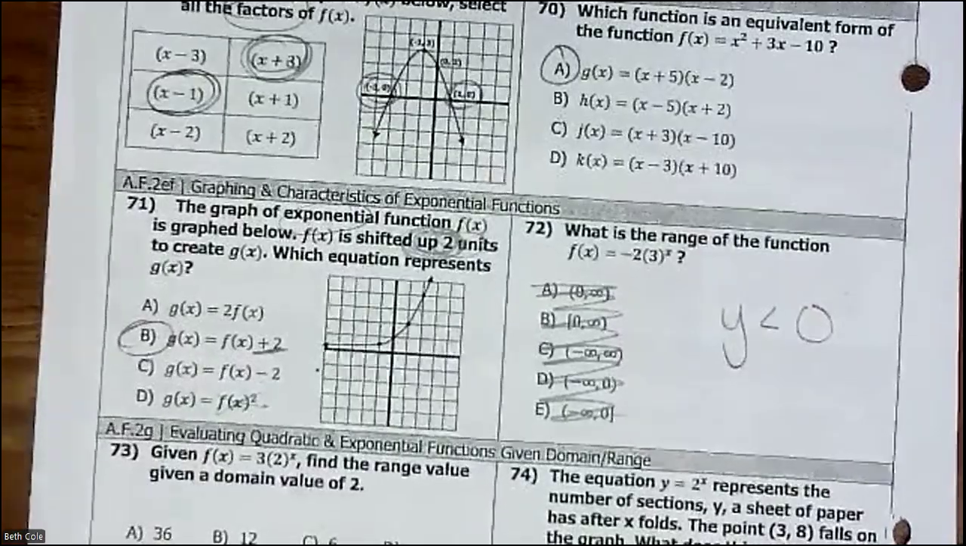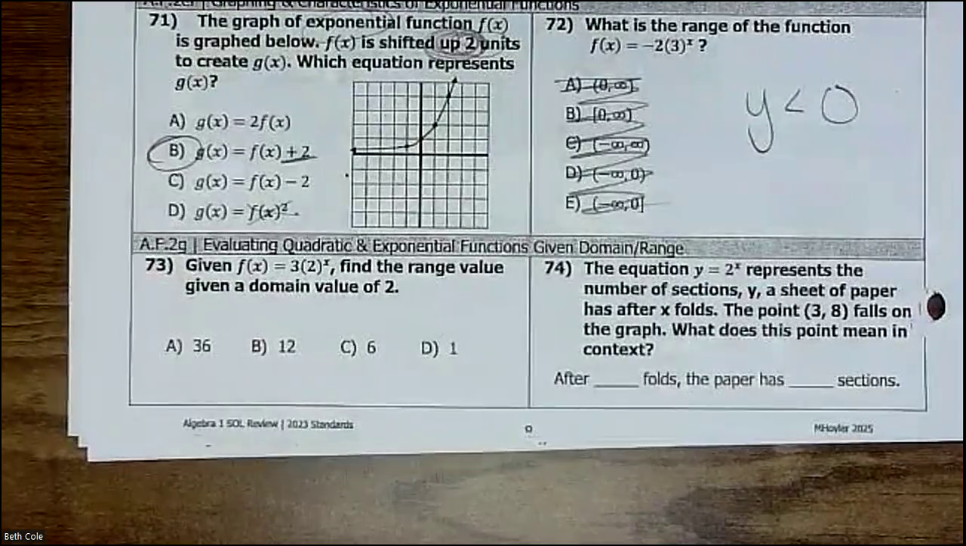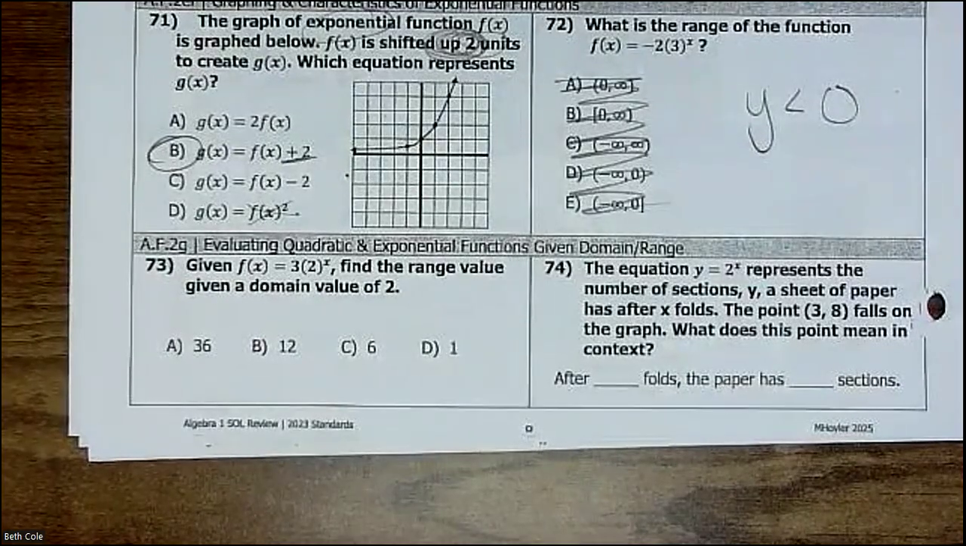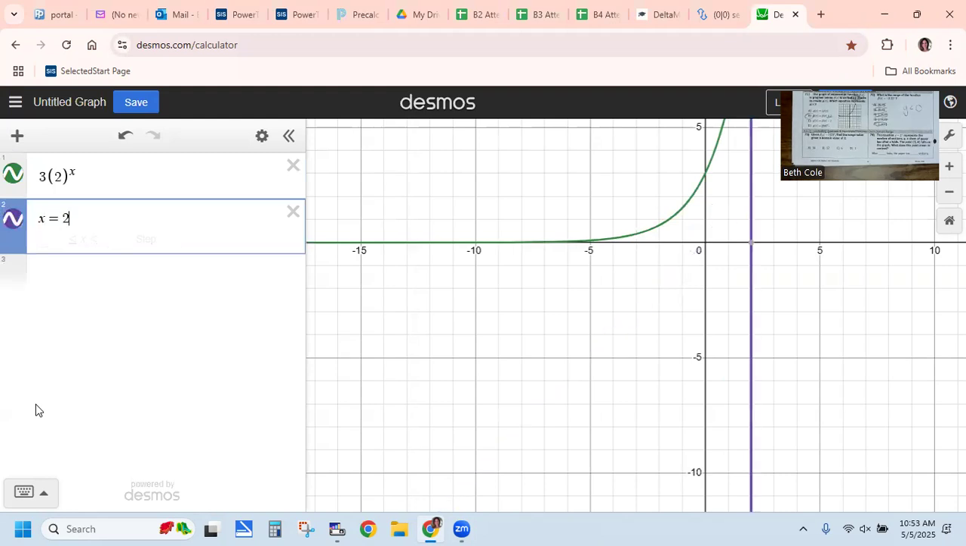For this one, we're going to type that in. We want the range value for a domain of 2. Is that practically the exact same equation? Oh, it's just a 3 out front and a 2 in the parentheses. Oh, not a 32. Here we go. For a domain value of 2. So I'm going to type x equals 2.